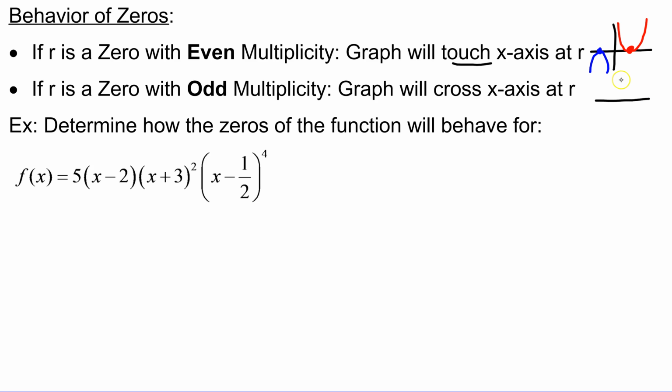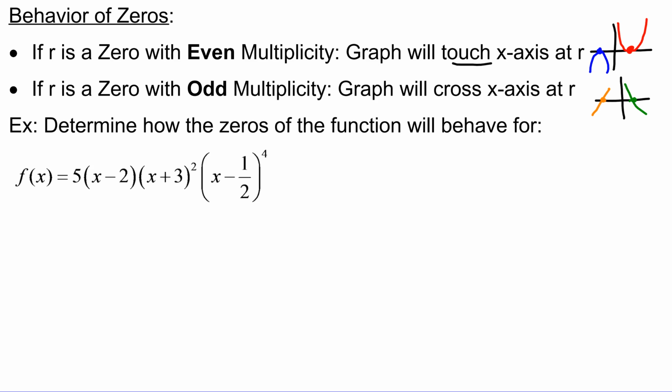If my multiplicity is odd, then that's what we call cross behavior. And so a cross behavior is where my graph will actually cross through the x-axis at that point. So it might come from the positive y values and cross through to get negative values, or it could go the other direction, coming from negative y values, crossing through, and then obtaining positive y values. So either way, we're going to cross through the x-axis. And so it's, in a sense, a very different sort of behavior than the touch behavior that we've been seeing.